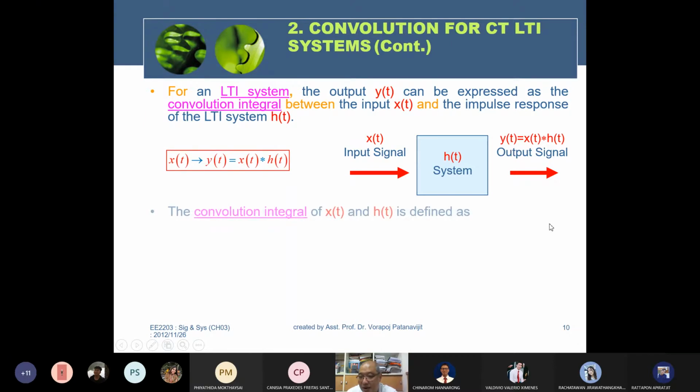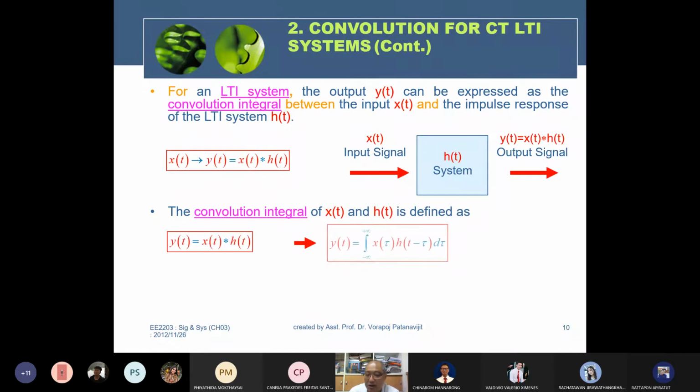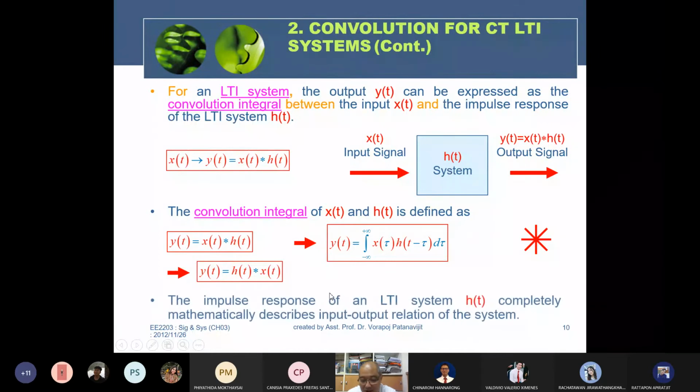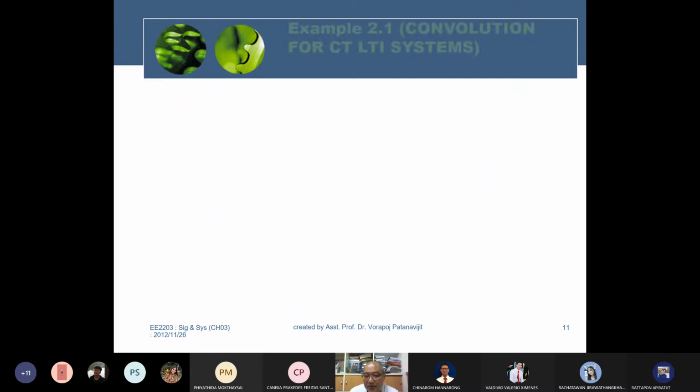y(t) equals x(t) convolved with s(t), and this is called the convolution integral that you learned how to compute in the previous section. It already has the commutative property. That's why you can fix x or s, depending on which one is more complex, to make the computation easier. The impulse response of the LTI system s(t) completely and mathematically describes the input and output relationships of the system itself.